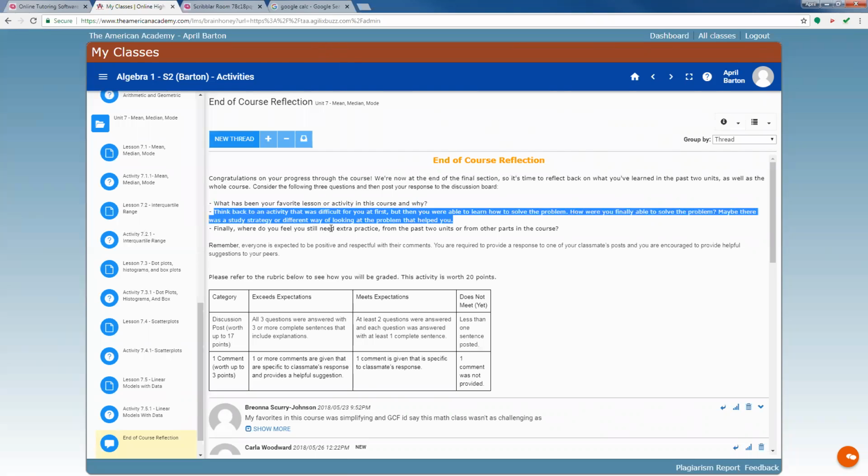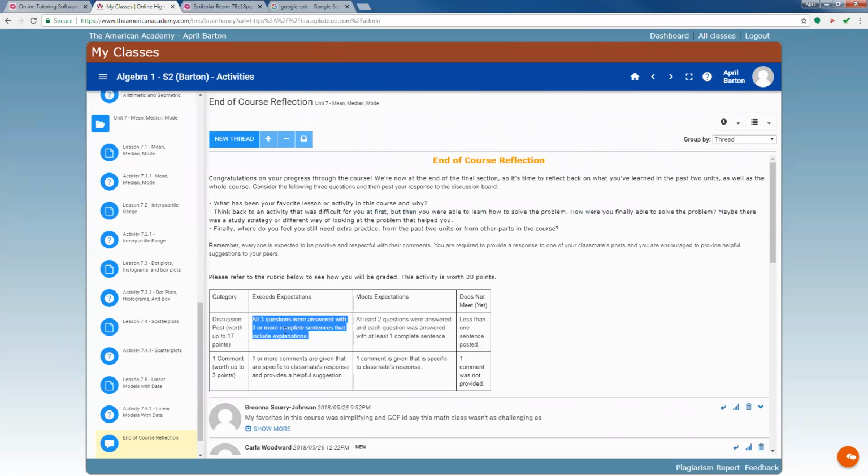Or finally, where do you feel you still need extra practice from the past 2 units or from other parts of the course? So this whole box area just tells you how it's going to be graded. If you answer all the questions and use 3 or more complete sentences, that gets you full points for this first part. If you only answer 2 questions and still use complete sentences, that only gets you some points. And if you only posted 1 sentence or no sentences, then you don't meet yet.